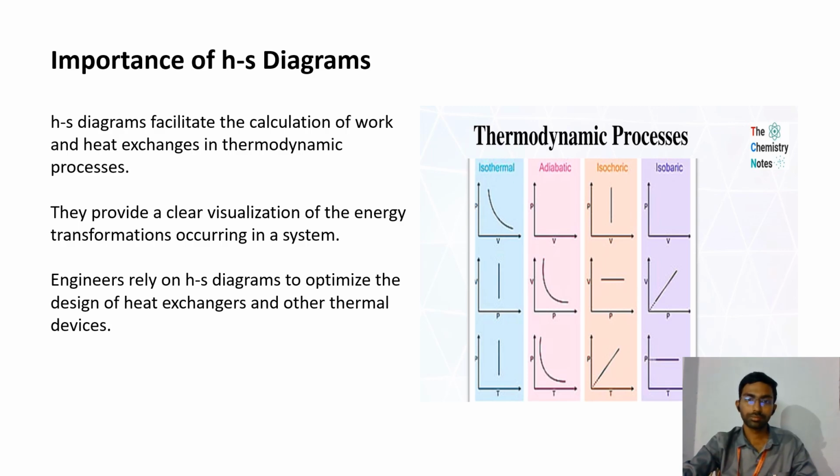Thermodynamic processes. In thermodynamic processes, you can see that isothermal means a constant temperature process, which shows a straight line, and adiabatic which shows a curve. Isochoric is shown as a straight line, and isobaric is also a straight line. In the PV diagram, these are all PV diagrams.